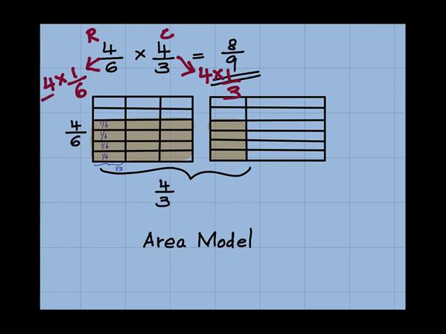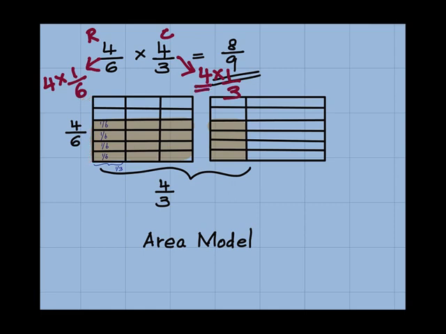If you see here, 4, there are 4 rows. 1 row, 2 row, 3 row, 4 rows, right? So 4 rows, and then 1/6 represents the size of it. So this is 1/6, this is 1/6. The size of each box, each row is 1/6.